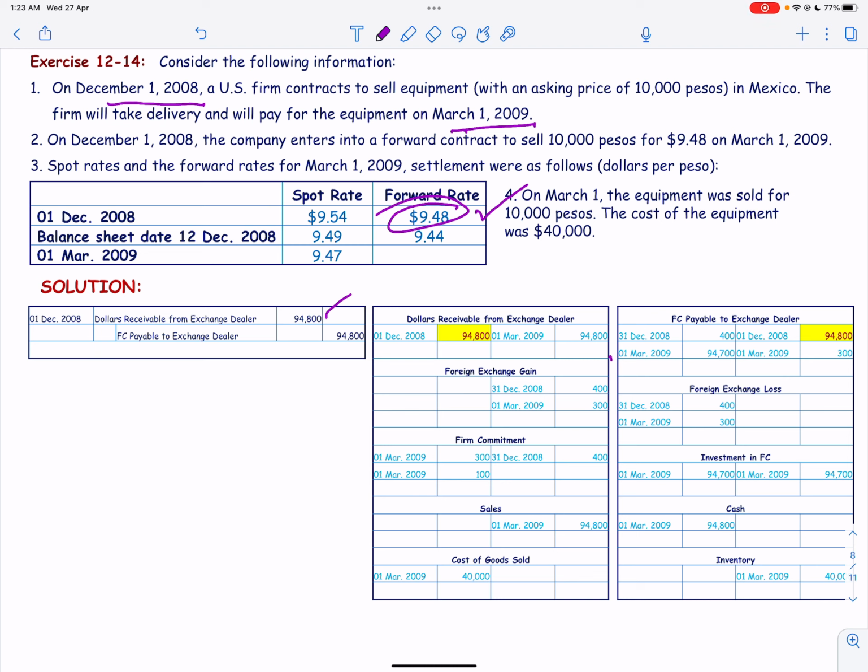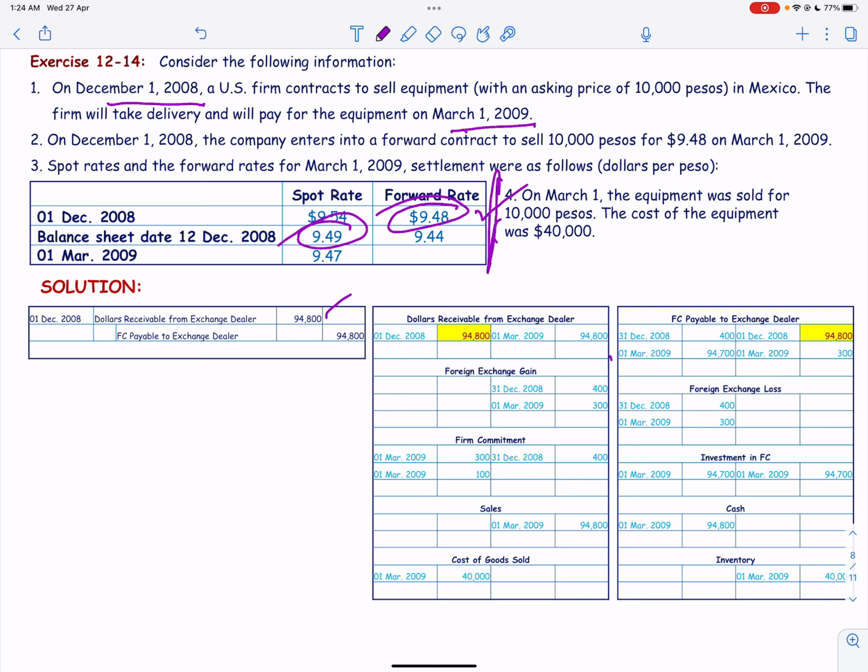The spot rate and the forward rate for March 1, 2009, the settlement, were as follows, and they are given in this table over here. On 31st December, the spot rate is 9.49, and this has no relevance in a fair value hedge, as the spot rate has nothing to do with the transaction, as the transaction doesn't take place until 1st of March 2009. On March 1, the equipment was sold for 10,000 pesos, and the cost of the equipment was 40,000.